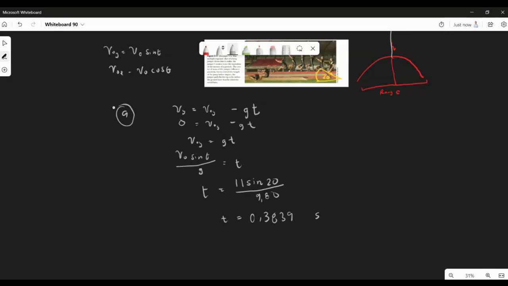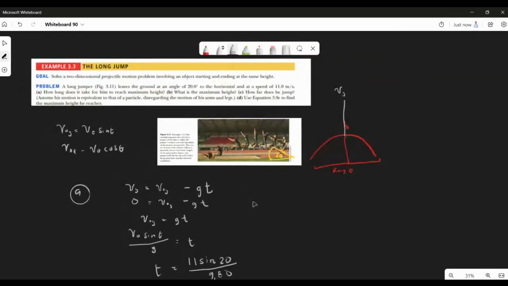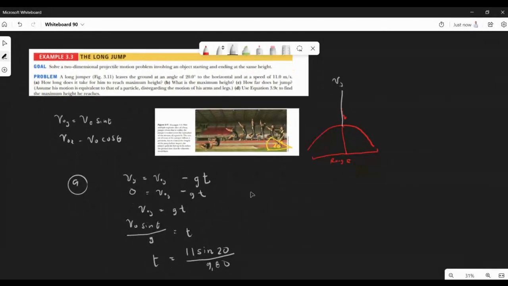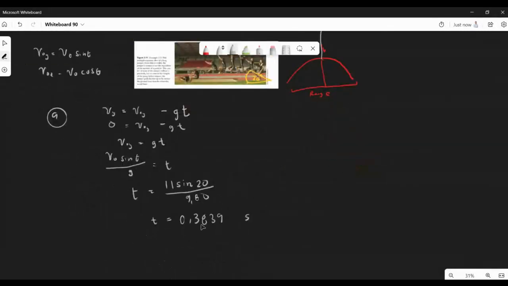And now the next part of the question is, what is the maximum height? So obviously, now that we know the time, we can actually find the maximum height. That's kind of straightforward. And again, we're dealing with the y direction here. So we can just call it y max in this case, because we know the value. And we know what our formula is equal to.